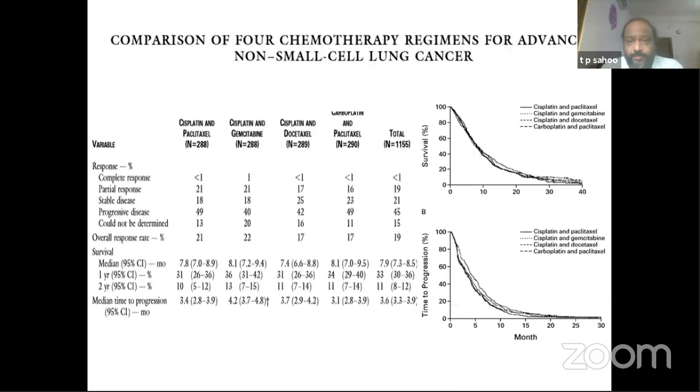Which chemotherapy has been better? Then the ECOG trial came, which told you that any platinum doublet, whether Paclitaxel, a gem cis, or a docetaxel cis, or a Paclitaxel carbo, does not matter. Everything actually matches, and every line graph matches each other.